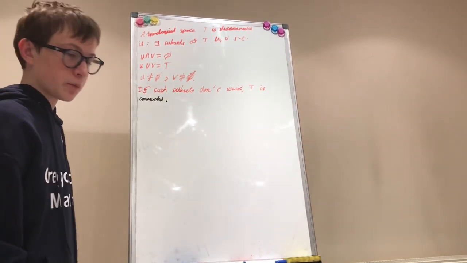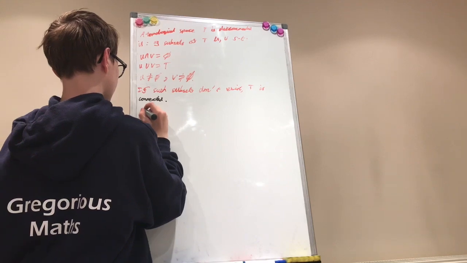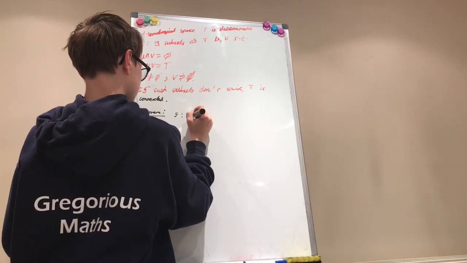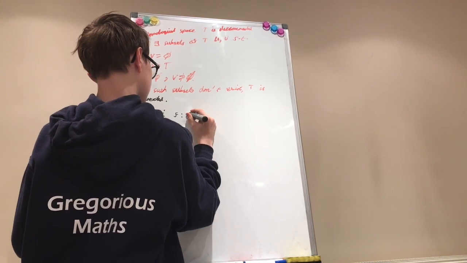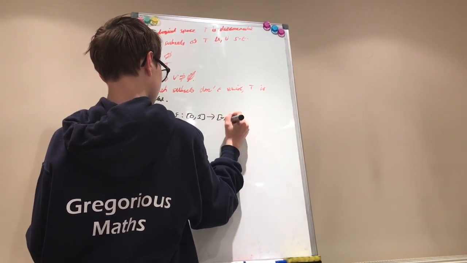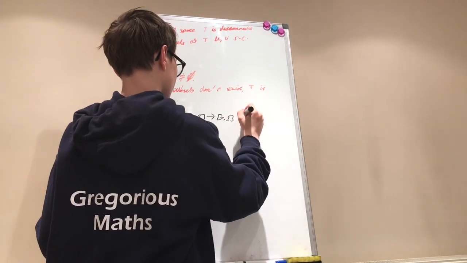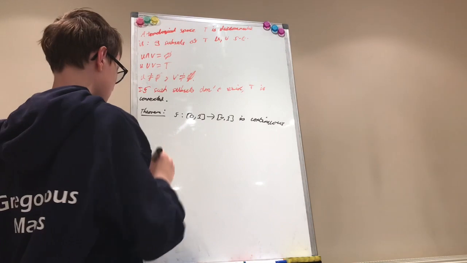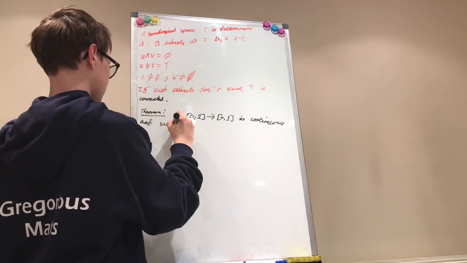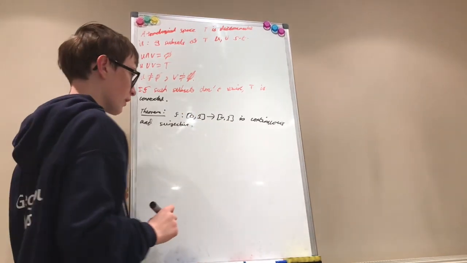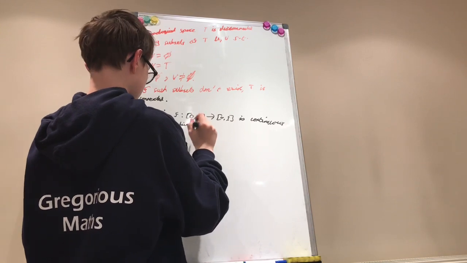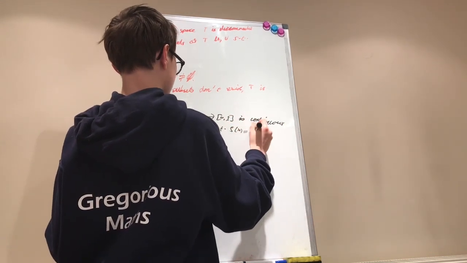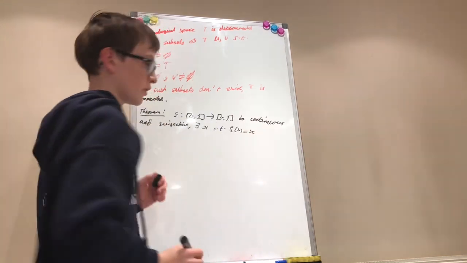Okay, let's look at the fixed point theorem. The fixed point theorem says, if a function f from the closed interval between 0 and 1 to the closed interval between 0 and 1 is continuous, I think, and surjective, then there exists an x such that f of x equals x. So there is a fixed x.